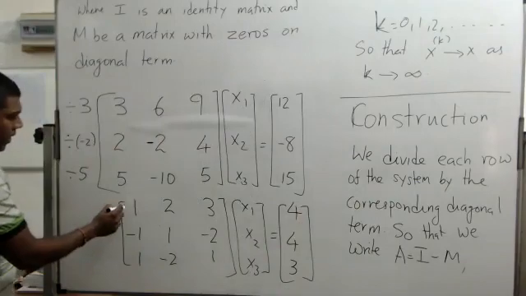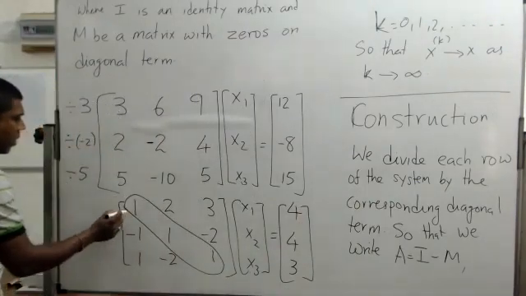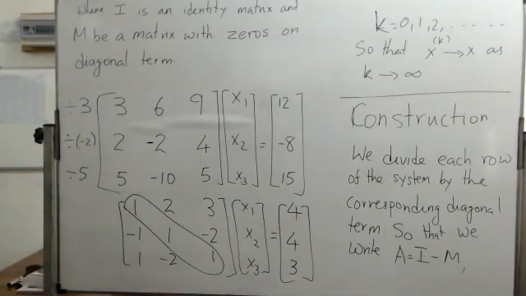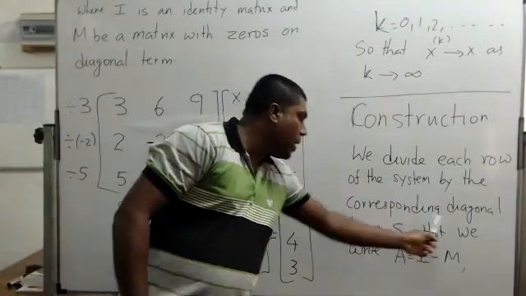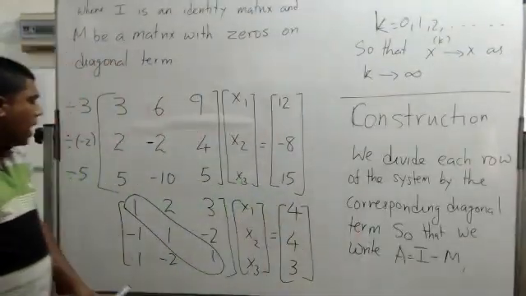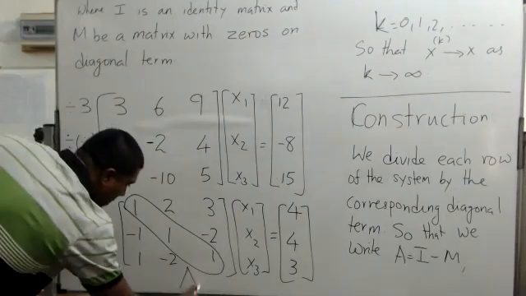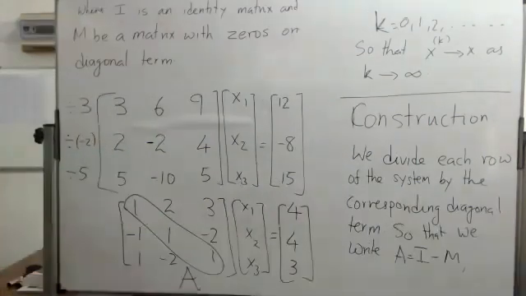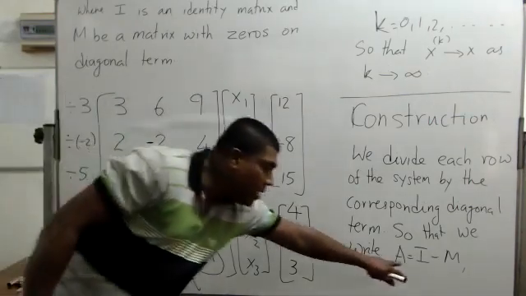So now if you look at the diagonal terms, all the diagonal terms are 1. That is the first step you do: you divide each row of the system by the diagonal term, so that the matrix A will have 1s on the diagonal. So this is your matrix A. Now what you can do is write A as I minus M.